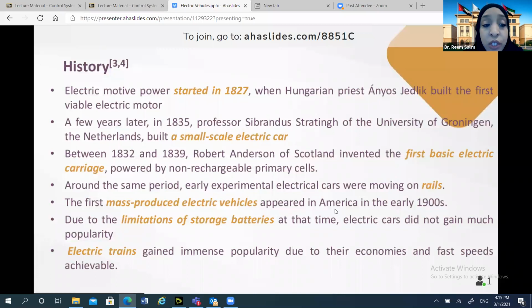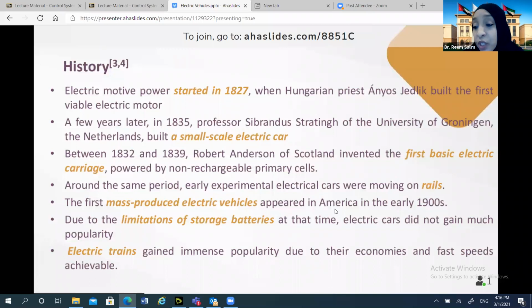And between 1832 and 1839, another scientist from Scotland invented the first basic electric carriage. This electric carriage was powered by non-rechargeable cells, or non-rechargeable batteries. However, around the same period, we also started having electric vehicles that moved on rails, and they were getting their charge from off the vehicle, from the rails themselves.